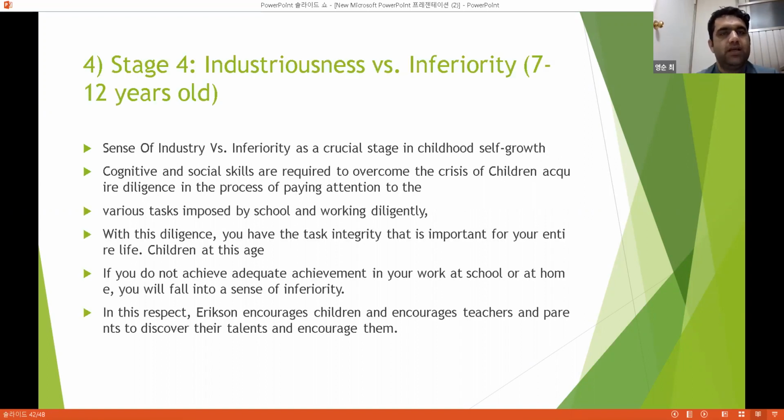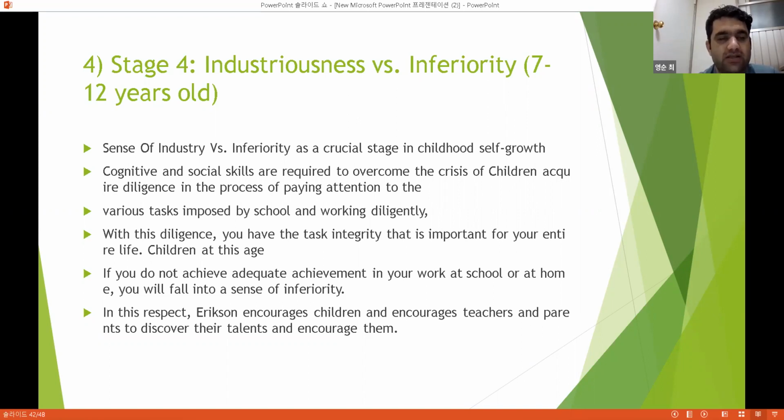Stage number 4, industriousness and inferiority, which is from age 7 to the age of 12. The sense of industry versus inferiority is a crucial stage in childhood growth. Cognitive and social skills are required to overcome the crisis, and children acquire diligence in the process of paying attention to the various tasks imposed by school and working diligently. With this diligence, you have the task of integrity, which is important for your entire life.